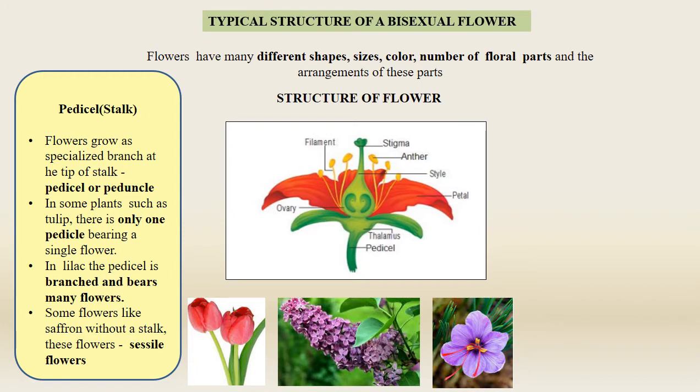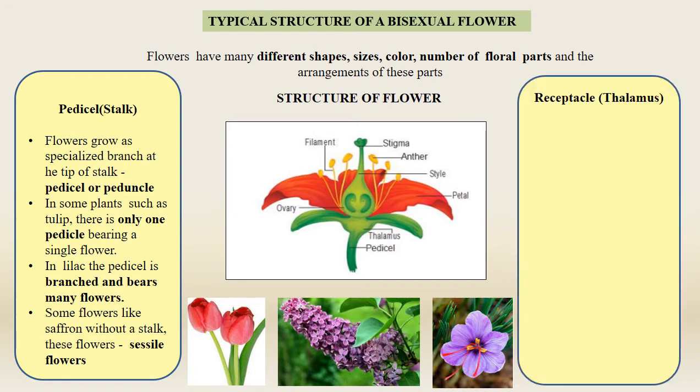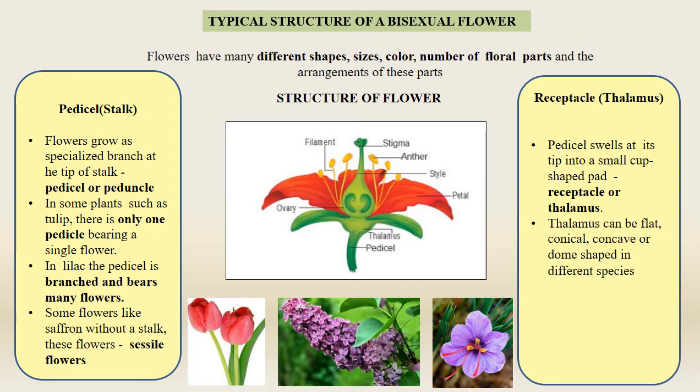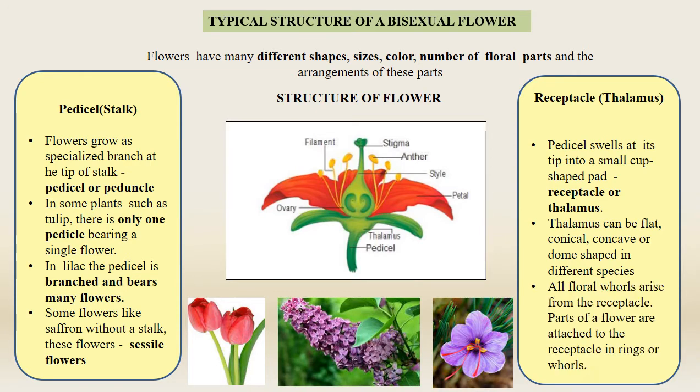Receptacle or thalamus. The pedicel swells at the tip into a small cup-shaped pad known as the receptacle or thalamus. The thalamus can be flat, conical, concave, or dome-shaped in different species. All the floral whorls arise from the receptacle. The parts of the flower are attached to the receptacle in rings or whorls.